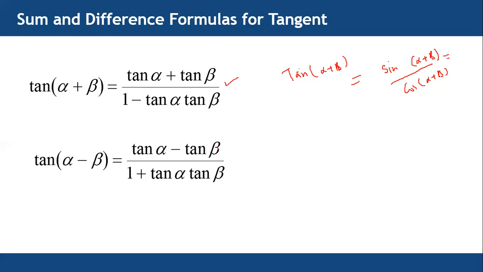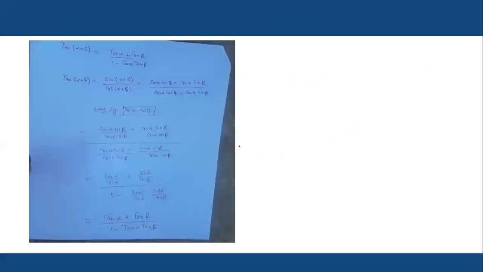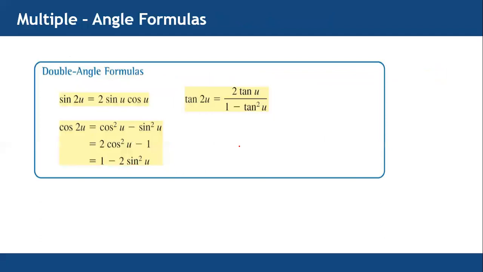Same, we have tangent alpha minus beta. How can you explain it? If you write sine of alpha minus beta divided by cosine of alpha minus beta, and expand these, you can prove this side. Okay, these are the proofs for tangent alpha plus beta and tangent alpha minus beta.